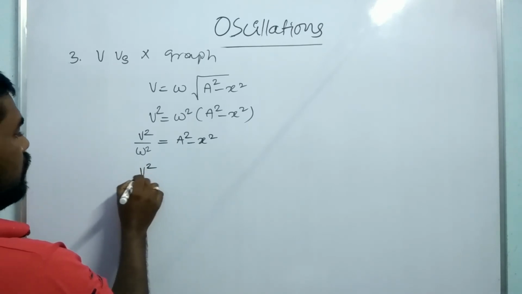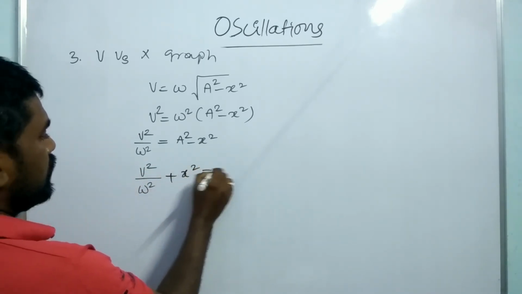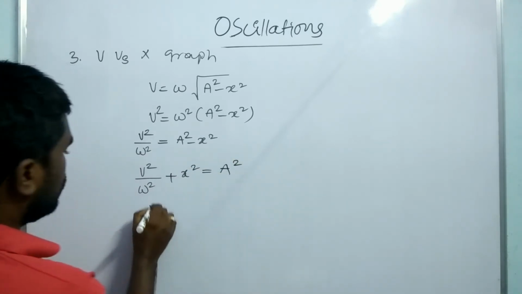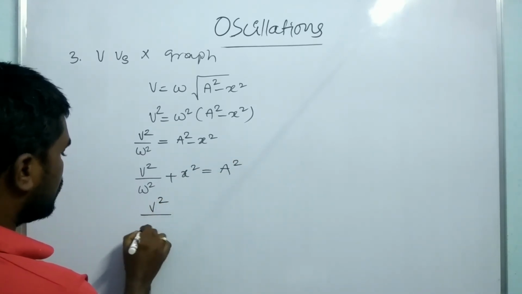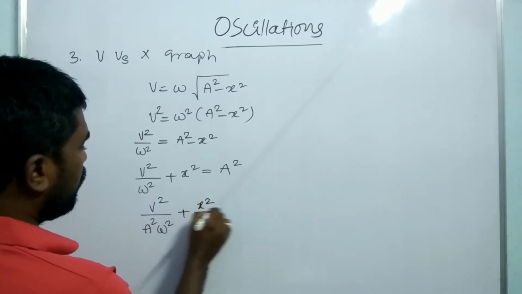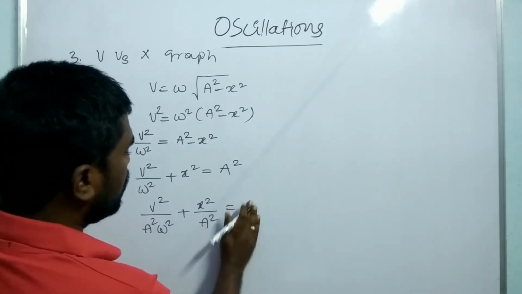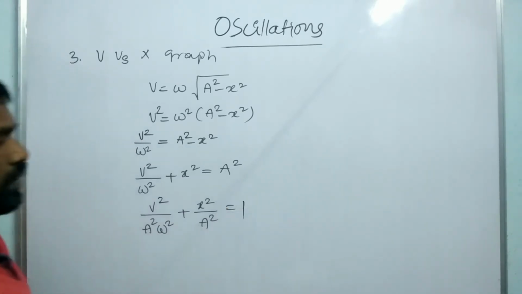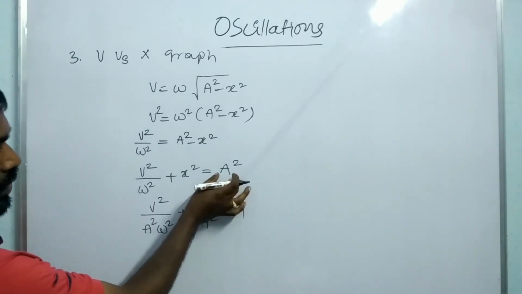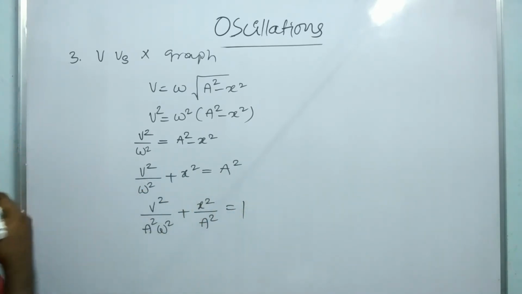V square by omega square plus x square is equal to A square. So V square by A square omega square plus x square by A square is equal to 1. Here, we have to divide both sides by A square.